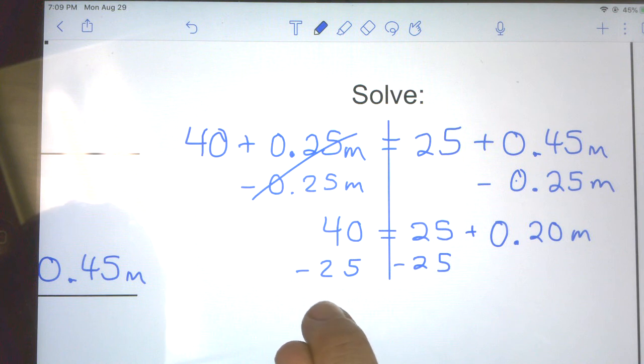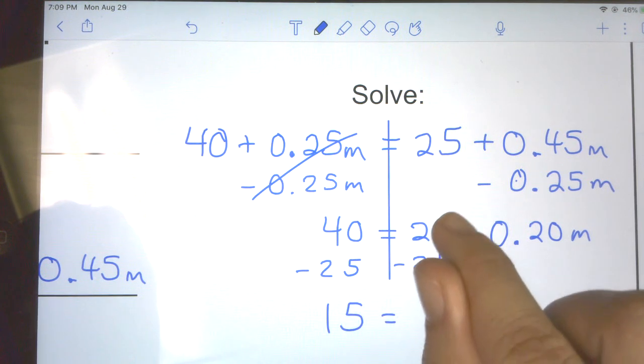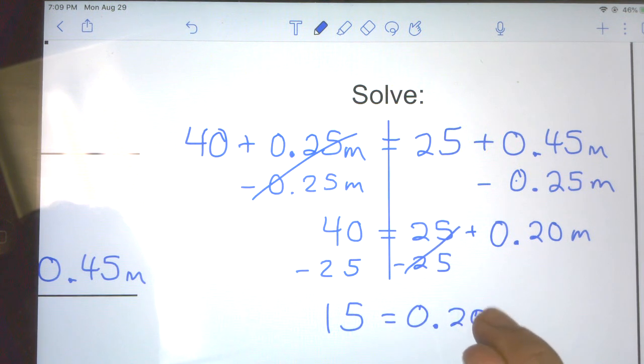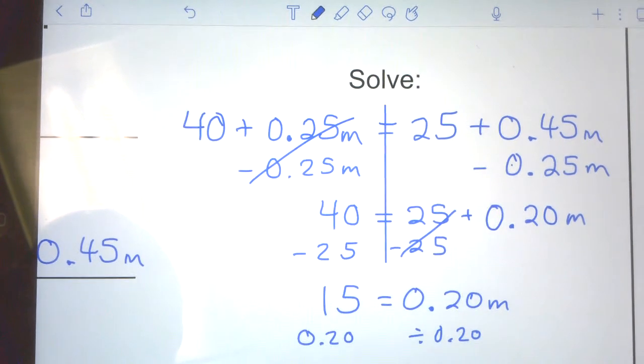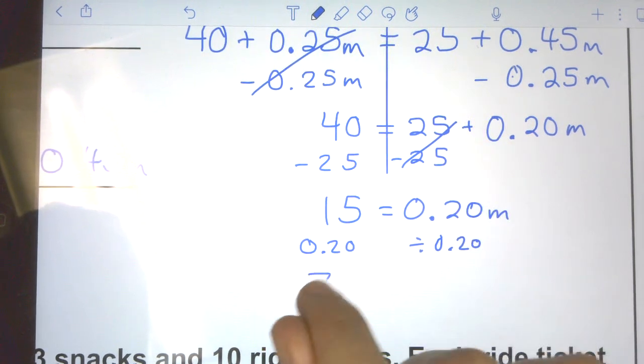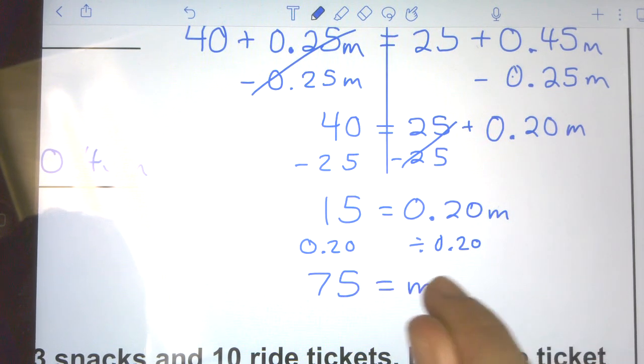40 minus 25 is 15. These cancel. We're left with 0.20m. And then your last step is to divide both sides by 0.20. I don't know what that is, so I'm going to use a calculator. So 15 divided by 0.20. Got it. So that's going to give me 75 equals m.